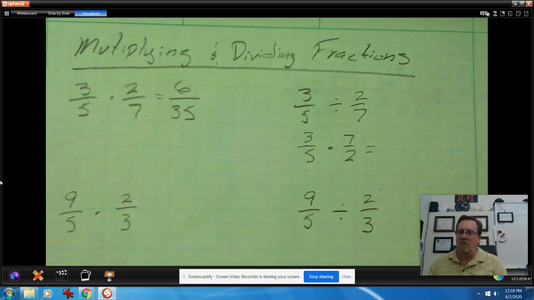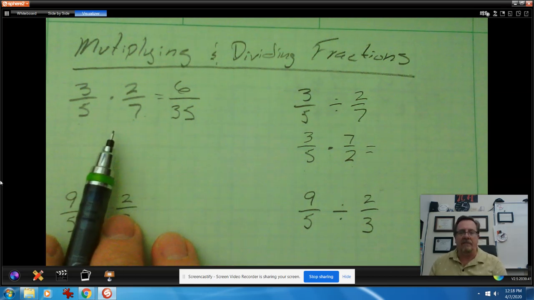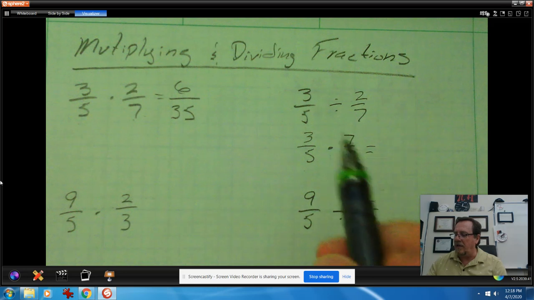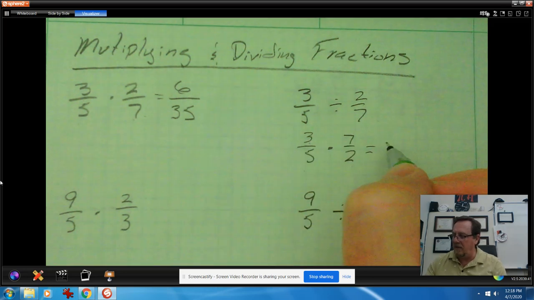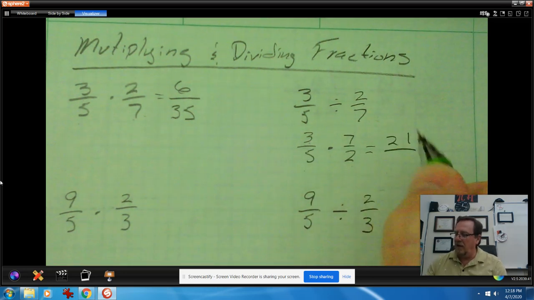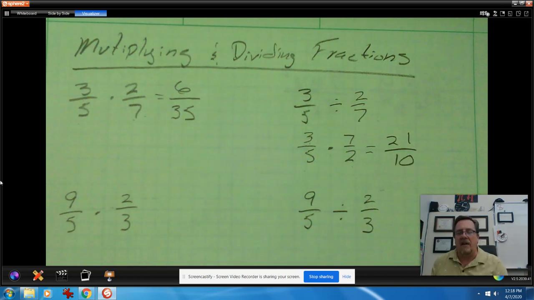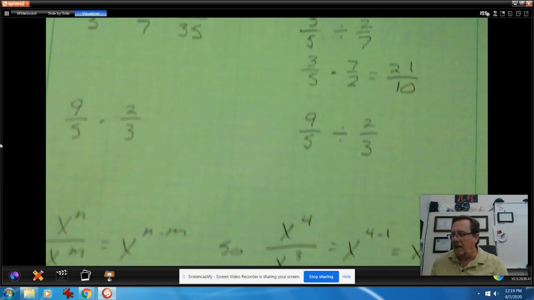But now once we're into a multiplication problem, we're going to do the same thing as we did over here. We're just going to multiply the top numbers. 3 times 7 is 21, and 5 times 2 is 10. And so 3/5 divided by 2/7 is 21/10. That's our review for that.